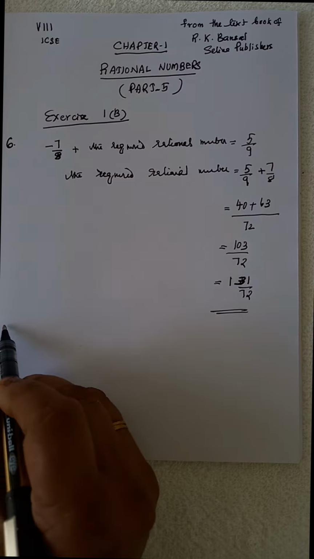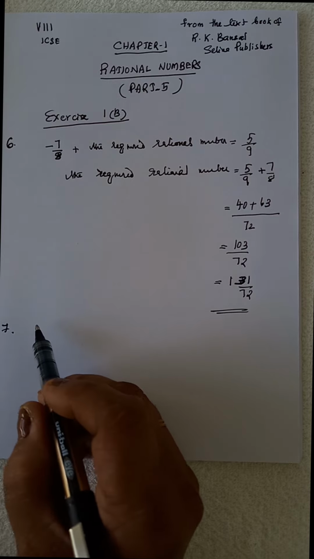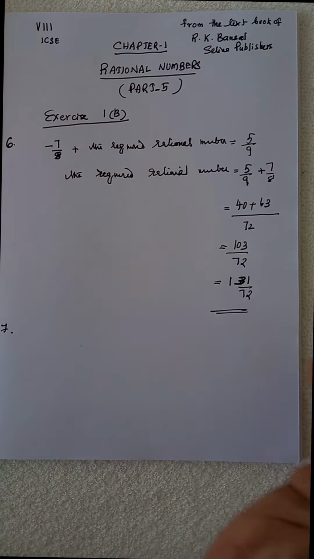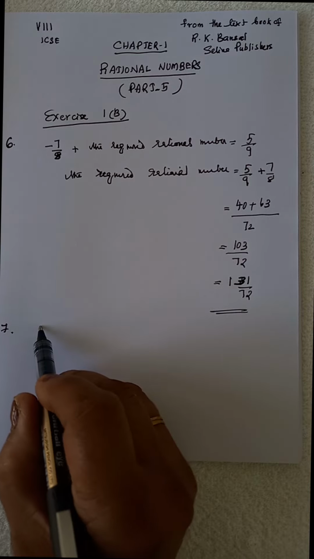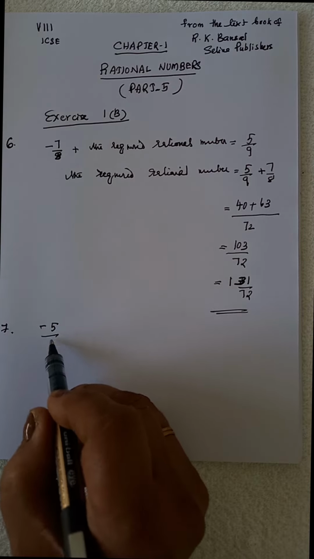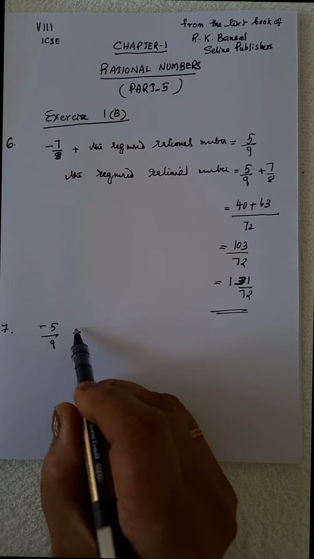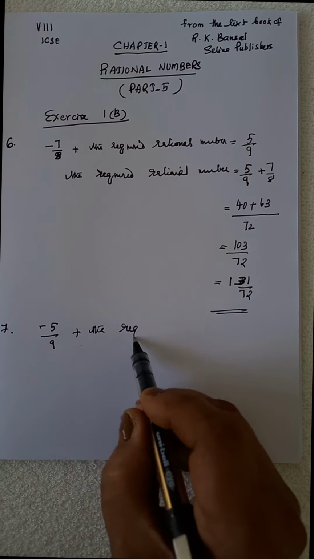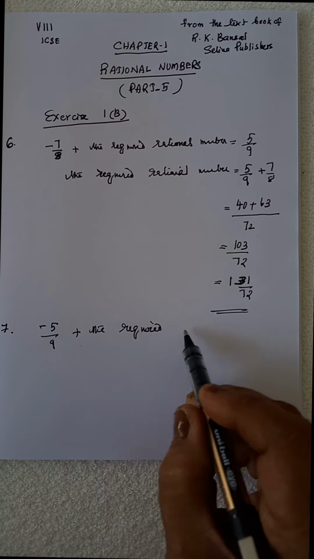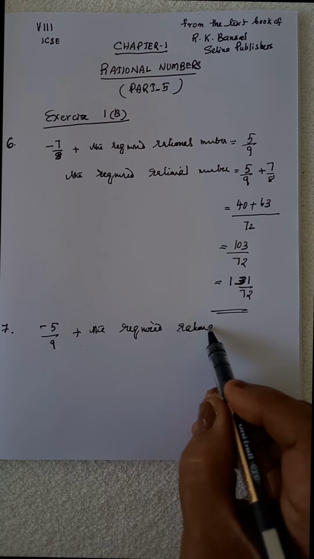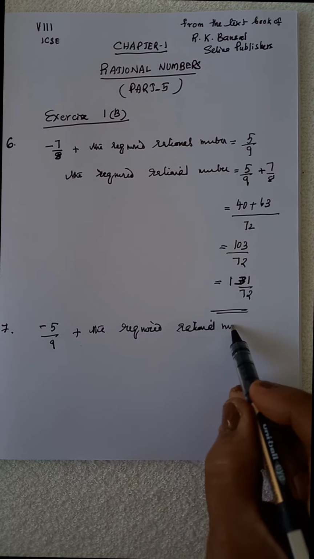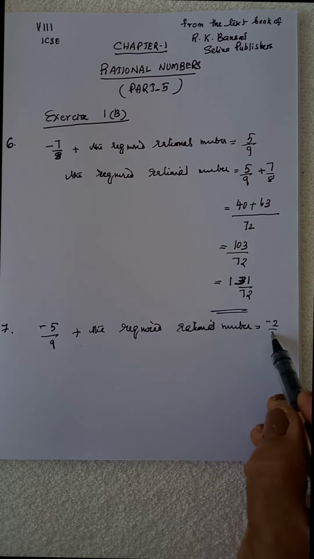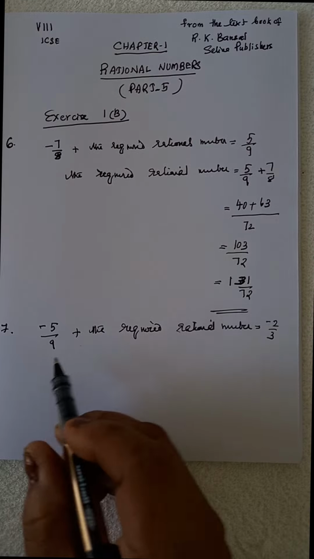Now, the seventh question: which rational number should be added to minus 5 by 9 to get minus 2 by 3? That means we are adding that rational number to minus 5 by 9. So, minus 5 by 9 plus the required rational number is given as minus 2 by 3.